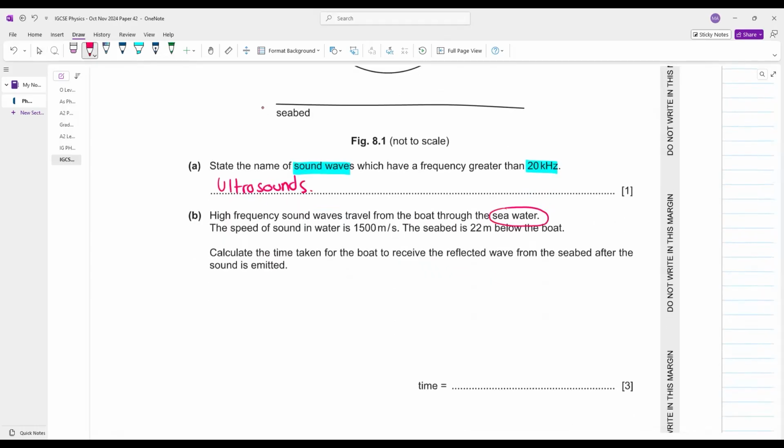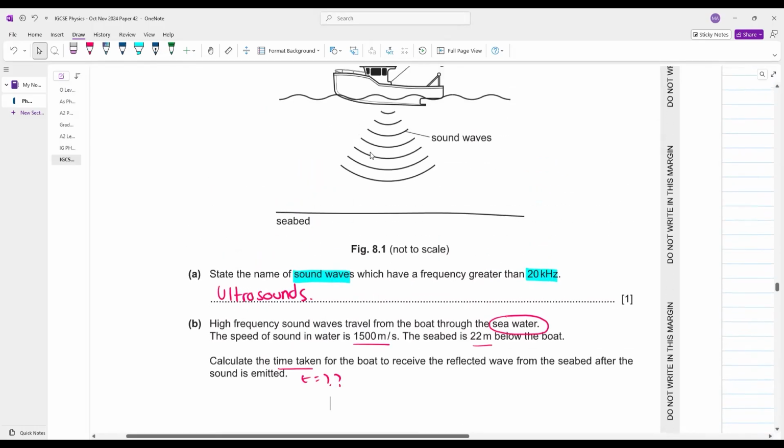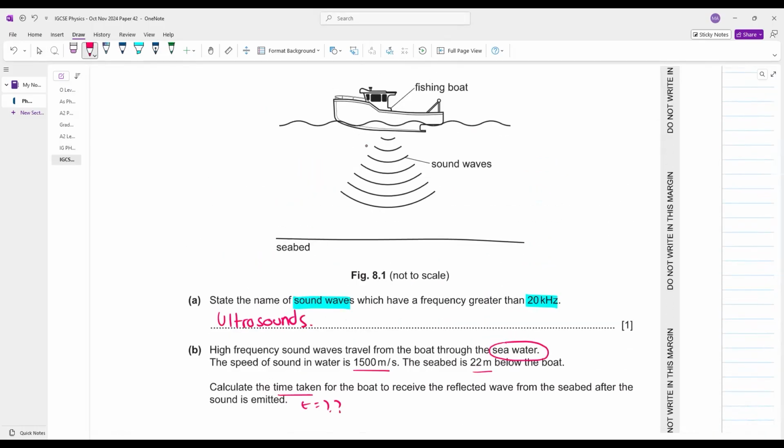The speed of the sound in water is given. The seabed is 22 meters below. Calculate the time taken for the boat to receive the reflected wave from the seabed after the sound is emitted. The seabed is 22 meters away. The sound waves will go downward, hit the seabed and come back upward.